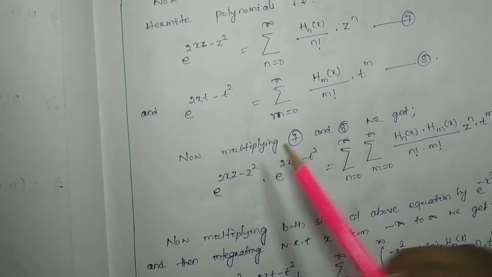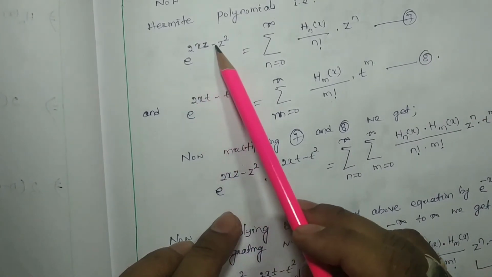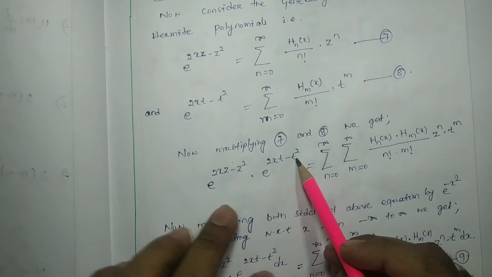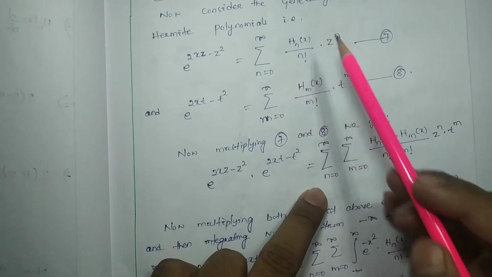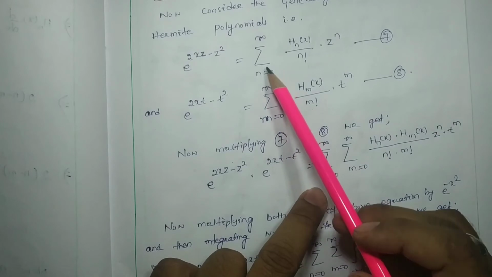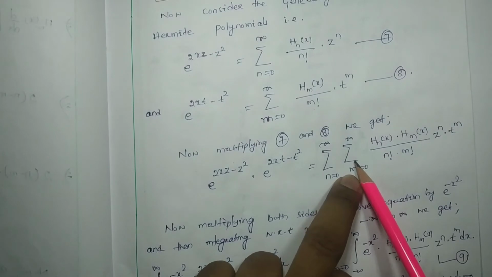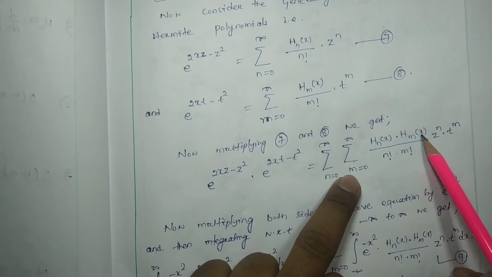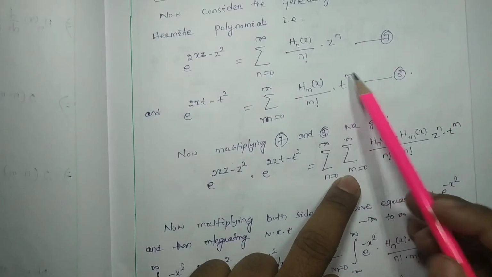Now we have to multiply 7 and 8. What are we going to get? Simple. This is e to the power 2xz minus z square into e to the power 2xt minus t square is equal to summation over n equal to 0 to infinity, and another summation I have to write, m equal to 0 to infinity. Two summations I have written here. So here Hn(x) into Hm(x) divided by n factorial into m factorial into z to the power n into t to the power m.